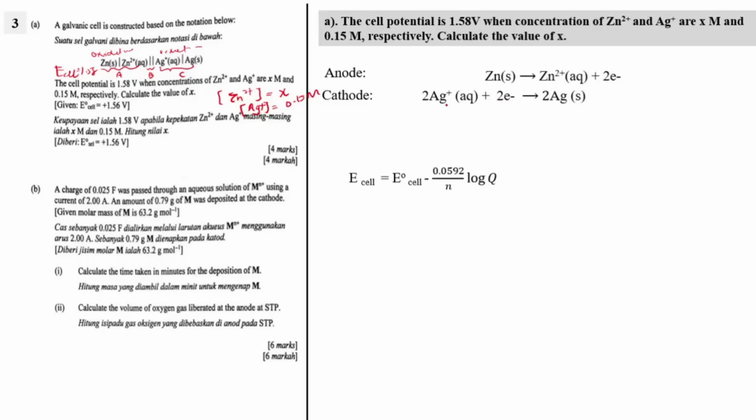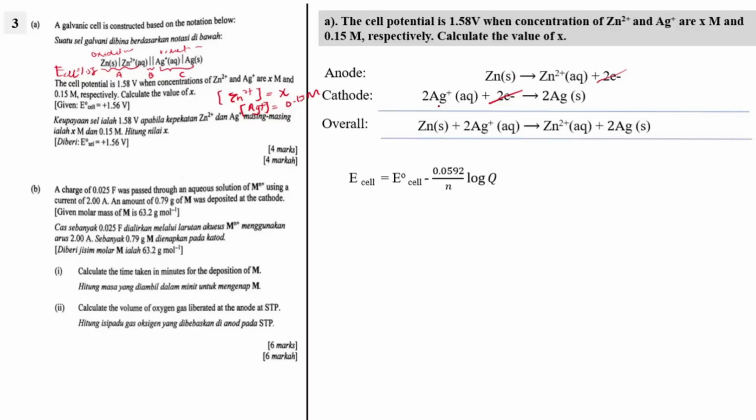And then we need to multiply all the equation by 2 because the 2 electron here and 2 electron here will need to be cancelled out. And as a result, we're going to get the overall equation to be zinc solid plus 2Ag plus aqueous ion, arrow, zinc 2 plus aqueous plus 2Ag solid. So here is the overall cell reaction.